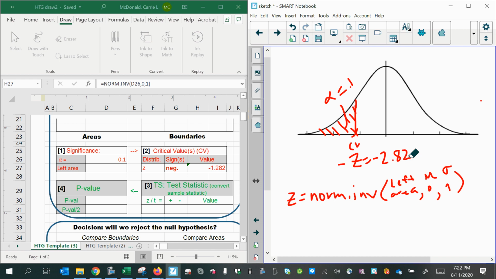What did I just say? Excuse me, while I fix that. Negative 1.282. All right, so now we've completed the red couple.